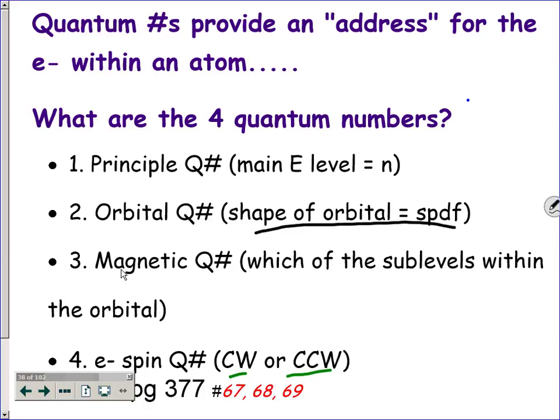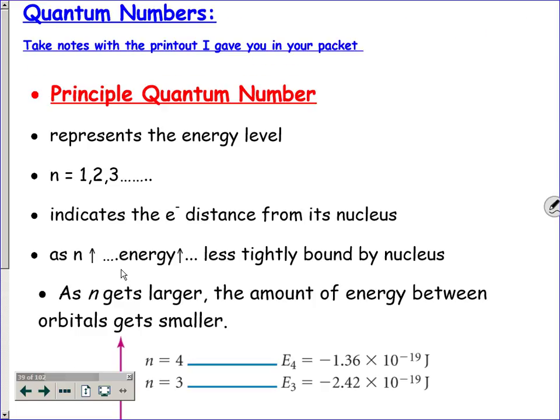If you have 1 electron in hydrogen, which way would it spin? Either way. Yeah, there's not a designation, 50-50 chance. All right, so I've already described to you the quantum number deal.